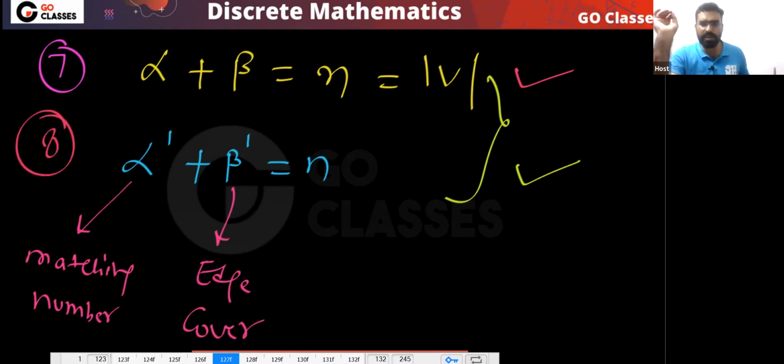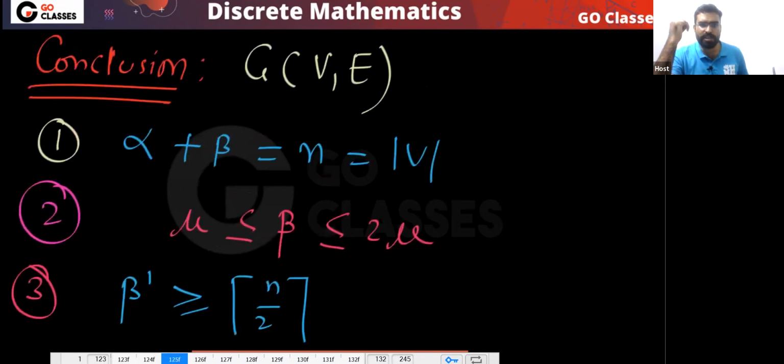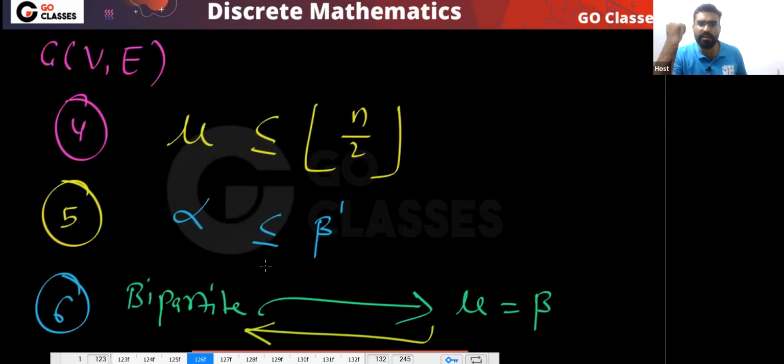So this is the complete explanation, this is the summary. Is this summary clear? These things will help you a lot. Like edge cover is greater than or equal to n by 2 ceil, and the matching number is less than or equal to n by 2 floor. This Koenig's theorem will also help you. This side is not true.